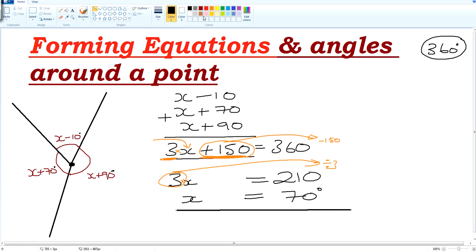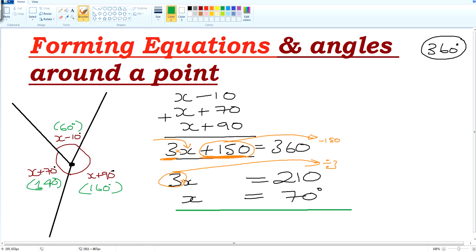Now, we worked out the value of x. One thing we didn't do in the previous video, which we can do now, is actually work out the angles. So 70 minus 10 will give us 60, and that's 60 degrees. So 70 plus 90 will give us 160. And 70 plus 70 will give us 140. If you just quickly check, that does all add up to 360. So that works. Okay.